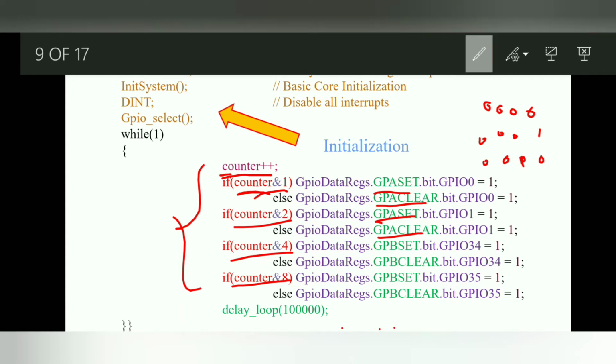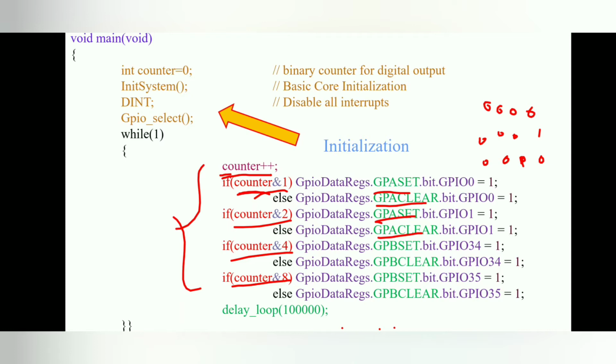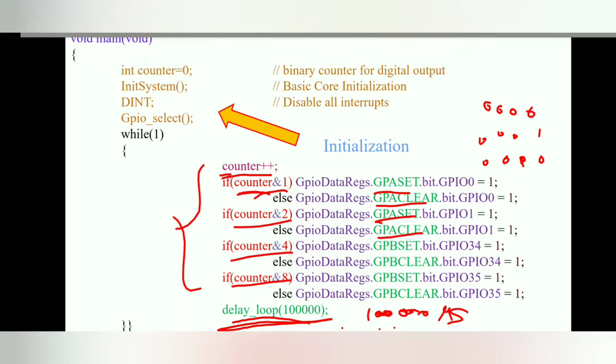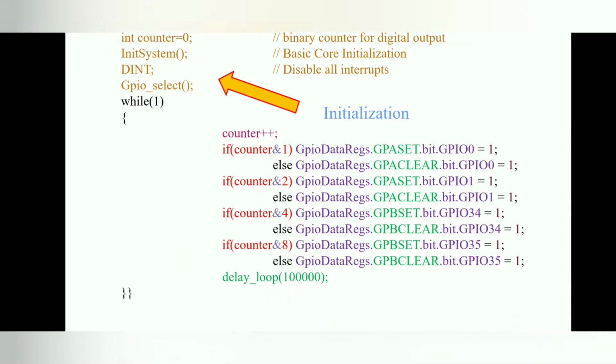Now the main thing is we want to use a delay of 100 milliseconds in our program. How do we do that? Here we will use a delay loop of 100 milliseconds. It provides the delay in microseconds, so 10 raised to the power 6 microseconds will be a 100 millisecond delay. The definition of this delay loop is void delay loop.